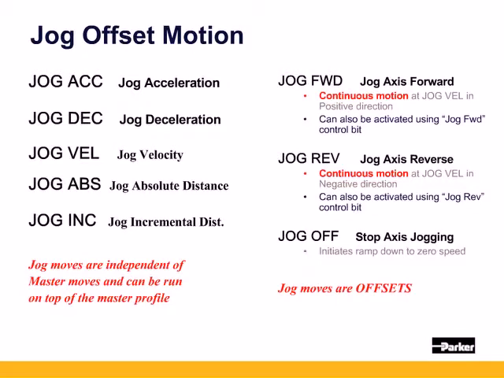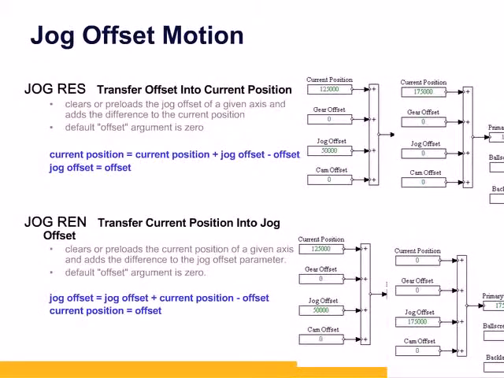Note again, these moves are separate from the interpolated master moves, so you can jog at the same time as the coordinated motion. Similar to the coordinated motions' reset and encoder reset commands, the jog also has RES and REN commands. The jog RES without a number will zero the axis jog position, but then add the difference to the current position.